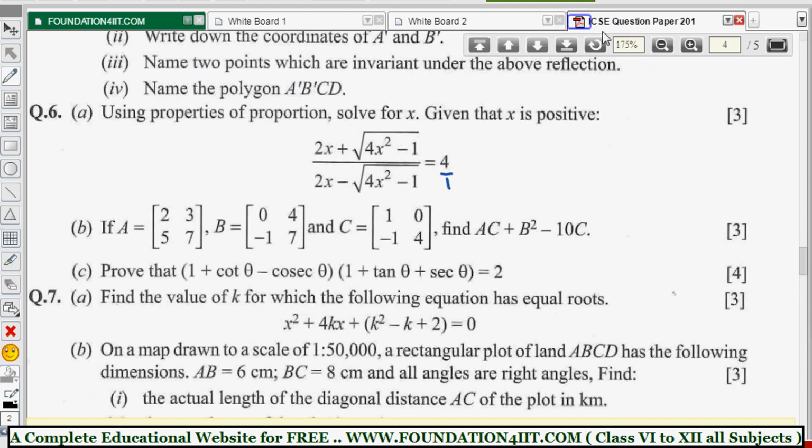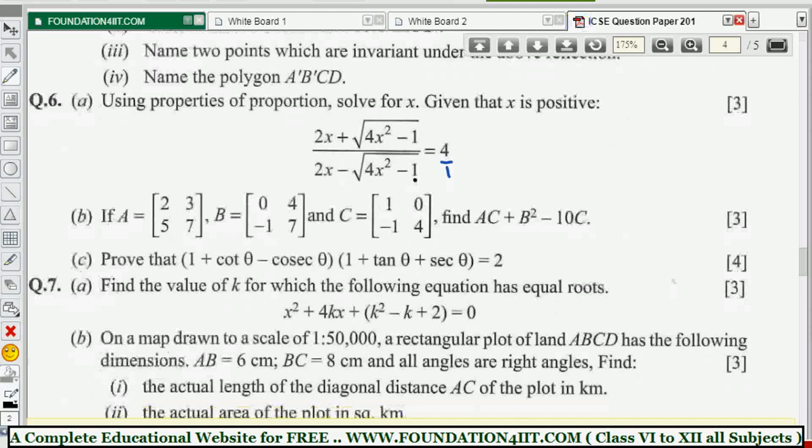Right, now we'll see the next one. Now this is a trigonometric question. Prove that 1 plus cot minus cosec into 1 plus tan plus sec is equals to 2. So if you take LHS and apply trigonometric rules, we need to prove it as 2. Okay, let me take this.